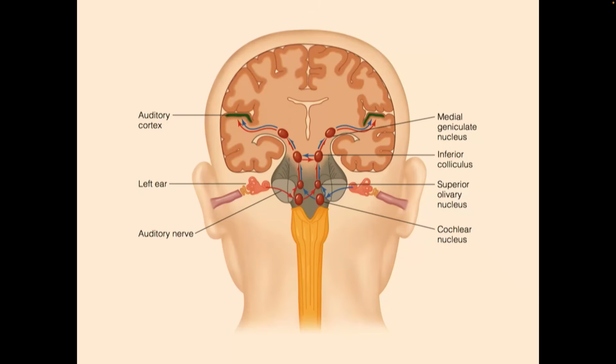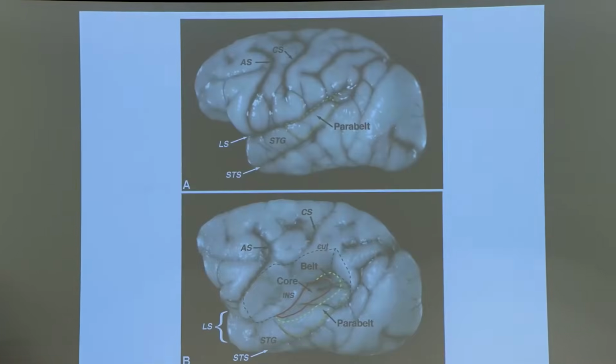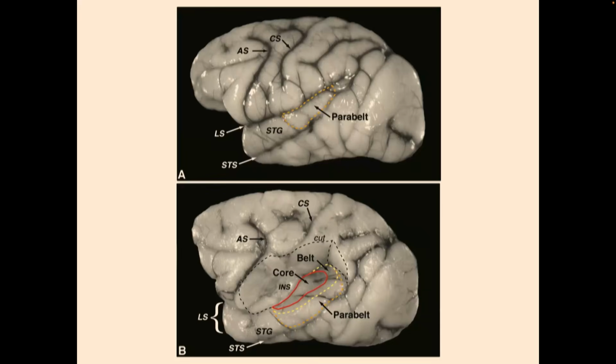Okay, so let's talk very briefly about where all this might be happening in the brain. So this is a cross-section of the head showing you the key components of the auditory system. So we've got these different subcortical way stations and then auditory cortex here in the temporal lobe. So this is a view of the macaque brain from the side.